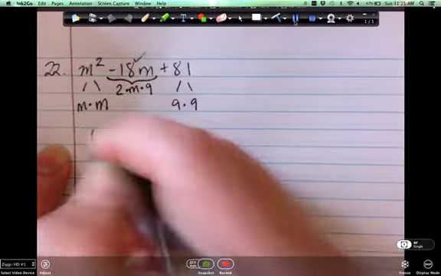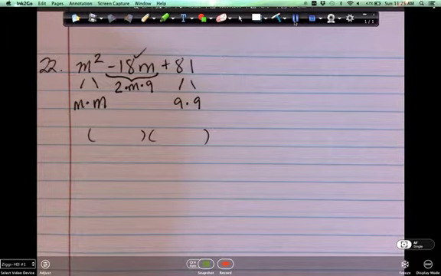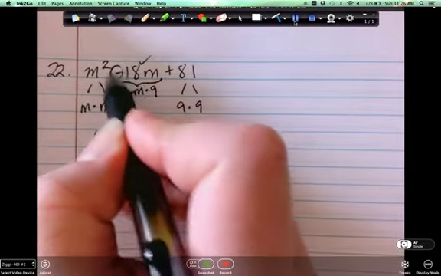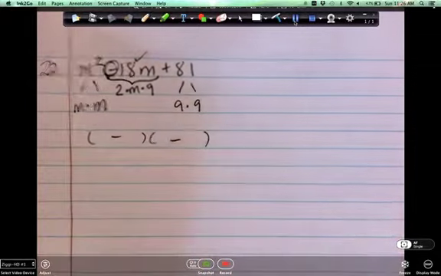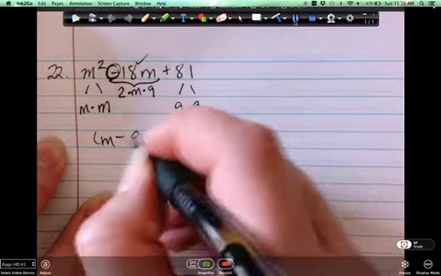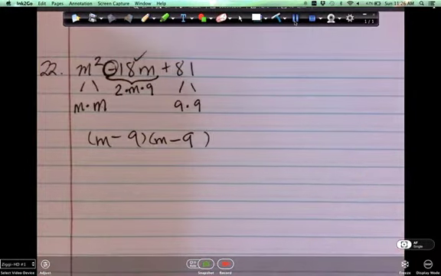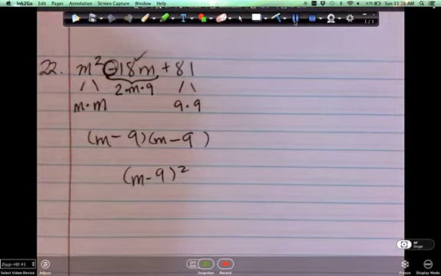Now I'm going to set up my 2 sets of parentheses. Again, there's a really slight difference in this step than there was from factoring binomials. Here I look at this sign. The second sign is always going to be positive, but this sign, if this sign is negative, it means that there's a negative in both sets of parentheses. So I'm going to bring down my m's and bring down my 9's. And now I'm done with this step. I could also write my answer as m minus 9 squared. Either way is correct.